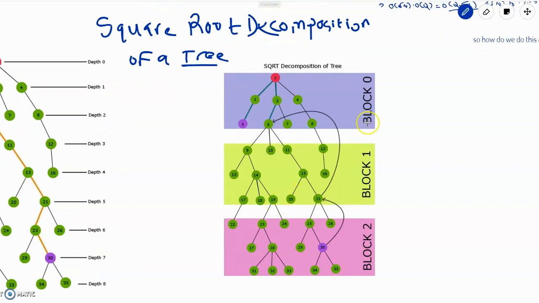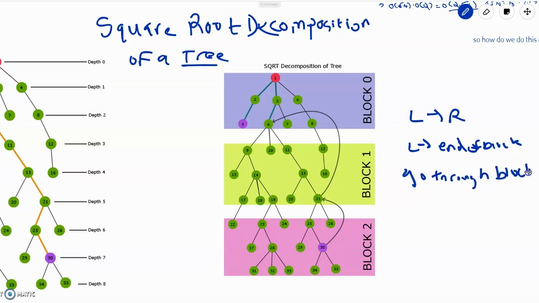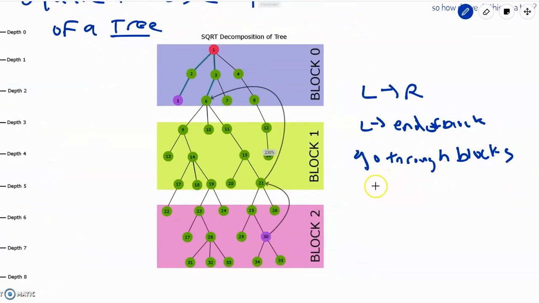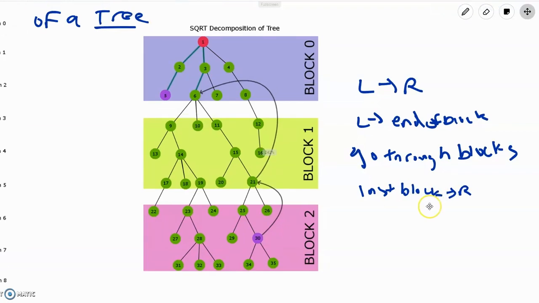The defining elements of our array approach were that when going from i to j, or from L to R, we'd break this up. We'd go from L to the end of the block, and then we'd go through a bunch of blocks, and then we go from the last block to R. So we want to somehow relate that to what we're trying to do on a tree.